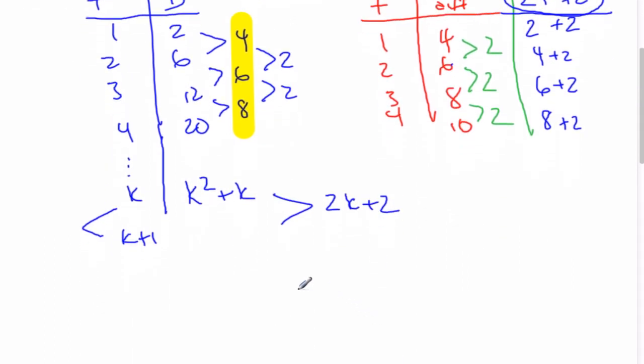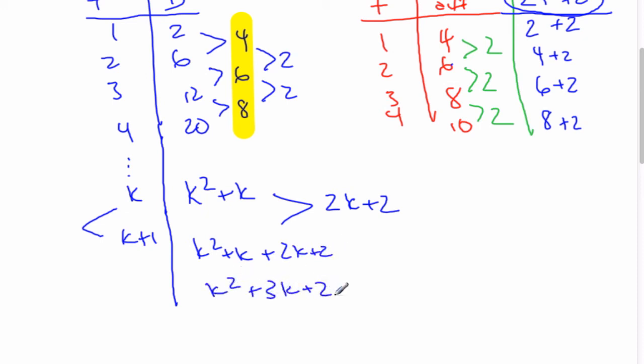So what do we end up with? We have k squared plus k plus 2k plus 2, which is k squared plus 3k plus 2. This is by pattern.